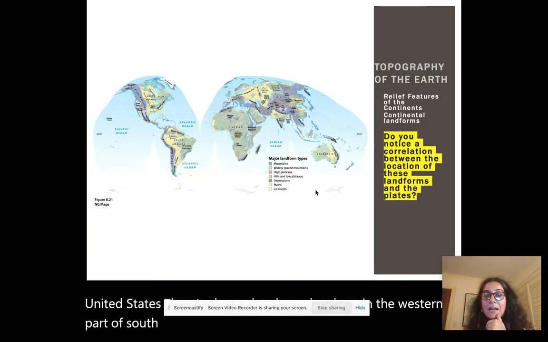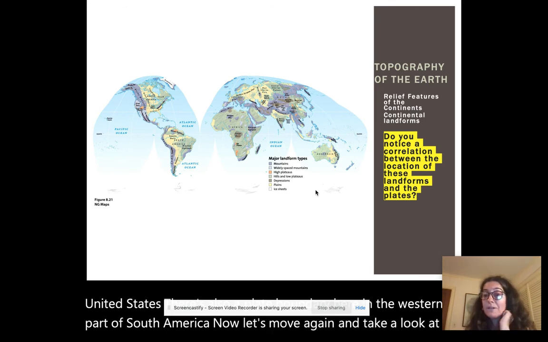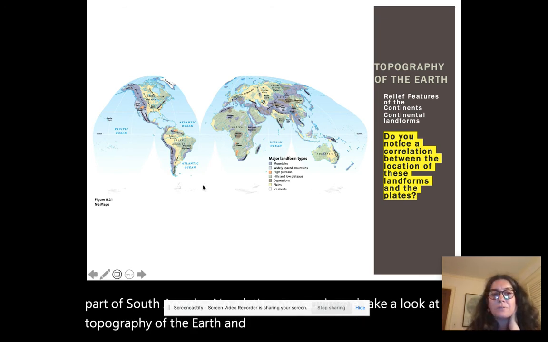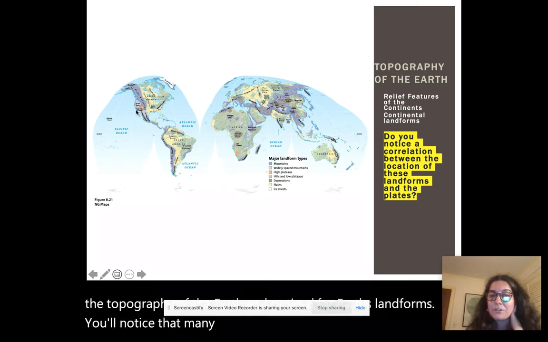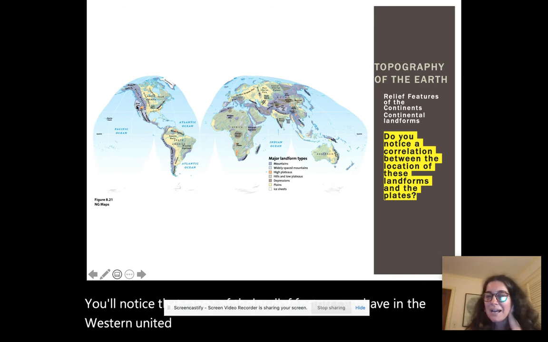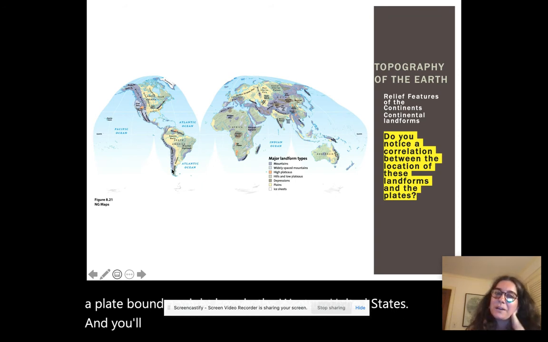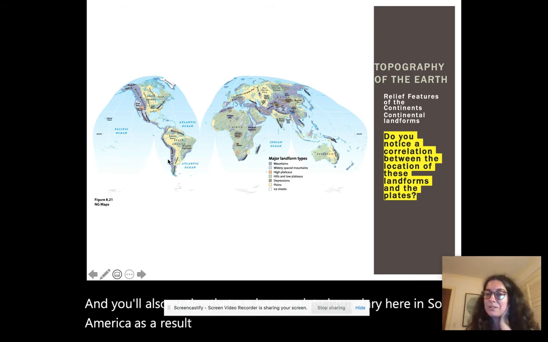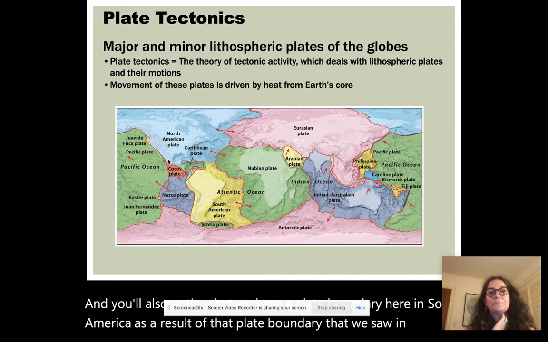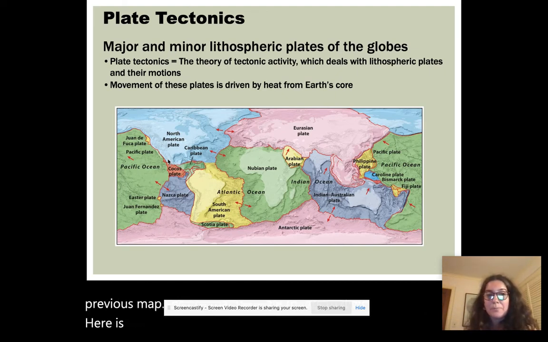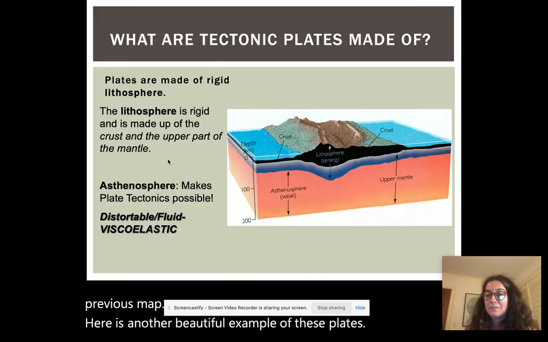Now let's move again and take a look at the topography of the Earth and notice Earth's landforms. You'll notice that many of the relief features we have in the western United States are here as a result of the fact that we have a plate boundary right here in the western United States. And you'll also notice that we have a plate boundary here in South America as a result of that plate boundary that we saw in the previous map. Here is another beautiful example of these plates with their associated names.